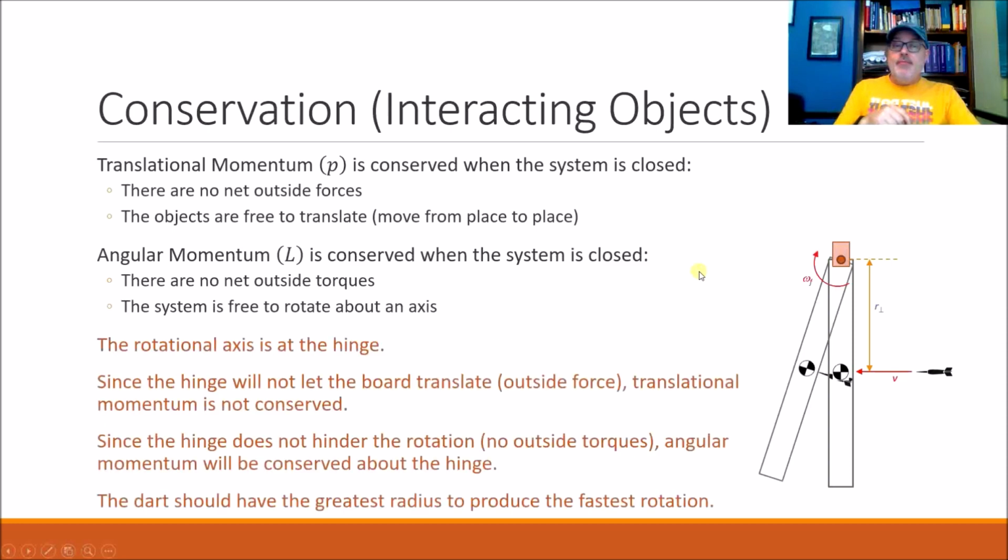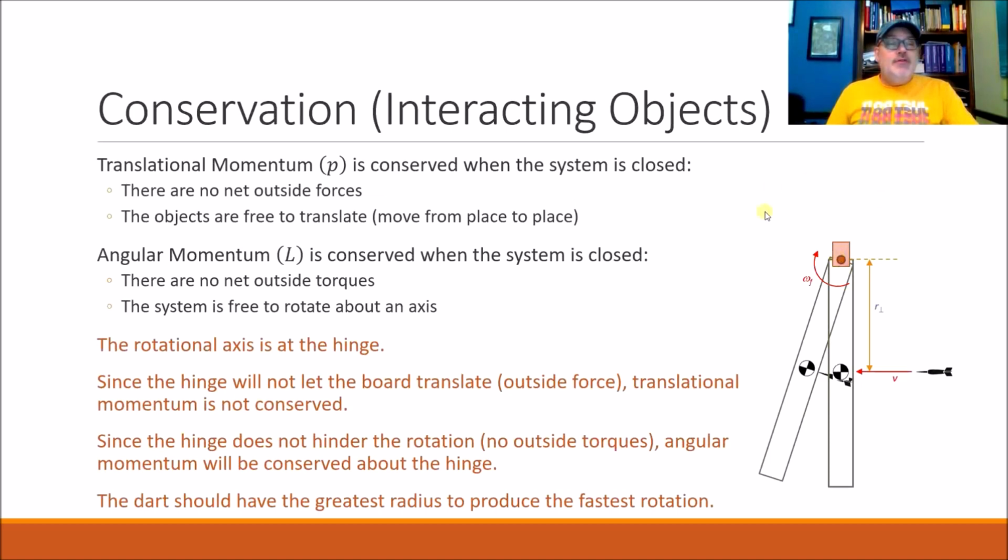This time the board can only rotate about this point. So this point is providing an outside force on the system that will not allow linear or translational momentum to be conserved. It's not conserved because it can't translate along. It can only rotate about this point. So translational momentum is not conserved in this case.